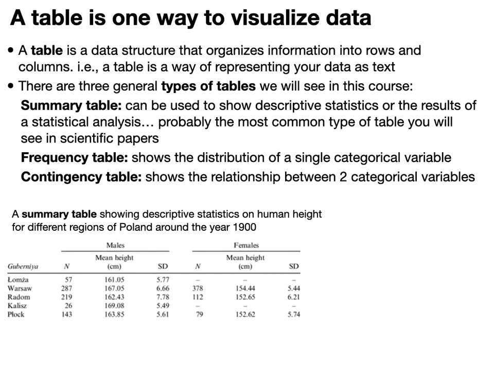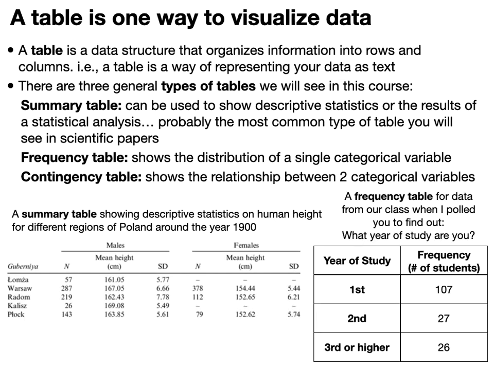So here's an example of a summary table. This is one from a study of human height across different regions of Poland, about 120 years ago. So we've got columns here like the different regions of Poland, sample size, we've got people's average heights, we've got descriptive statistics, we've got standard deviations. So that's a summary table.